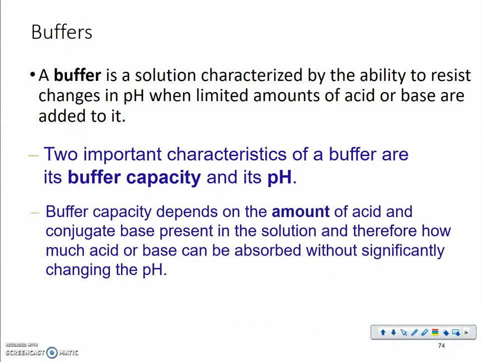So the two characteristics you have to consider for any buffer are the buffer capacity and the pH that it is. The buffer capacity is how much of an acid or base you have, and therefore how much it can actually react with before the pH does change. And the pH is the pH that the buffer works best at, the pH of it itself, so that it can interact with the other things you add to it and doesn't affect the pH very much.